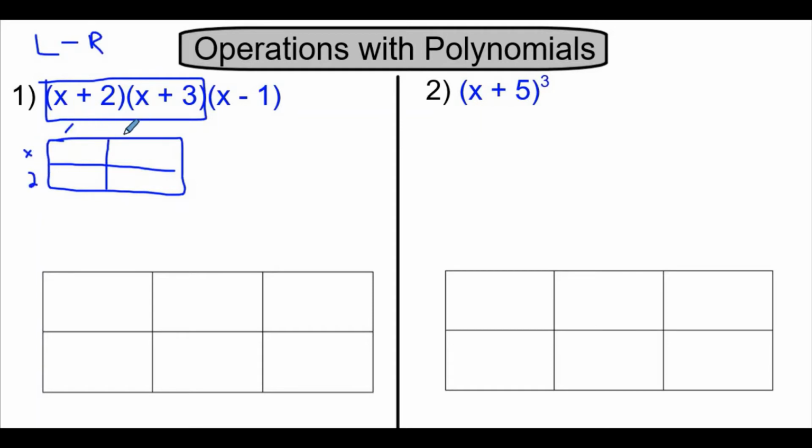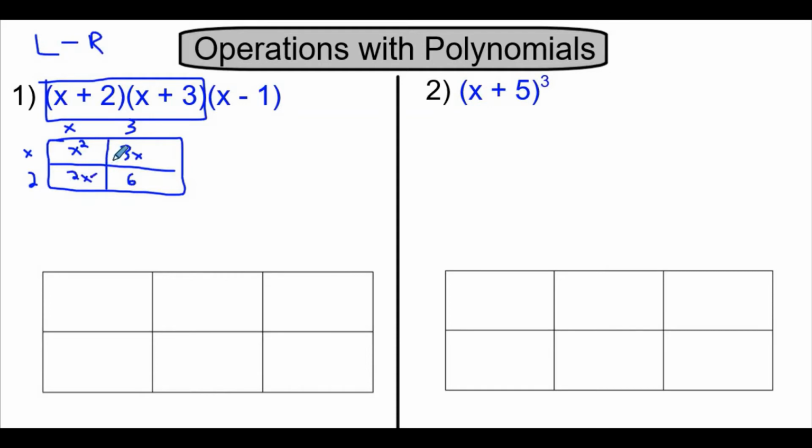This is my row, so I'm going to put it here. So x times x is x squared. X times 3 is 3x. X times 2 is 2x. And 2 times 3 is 6. So I'm actually just going to write that answer right here.